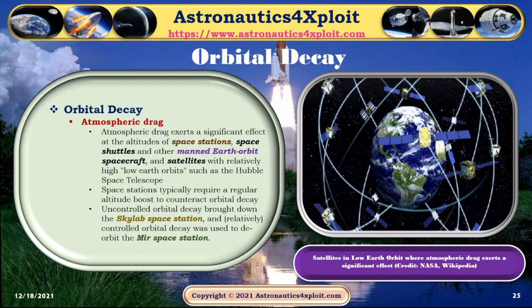Space stations typically require a regular altitude boost in order to counteract orbital decay. Uncontrolled orbital decay brought down the Skylab space station, and relatively controlled orbital decay was used to deorbit the Mir space station. This picture shows satellites in low Earth orbit, where atmospheric drag exerts a significant effect.